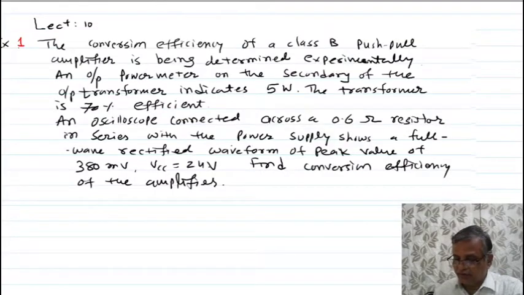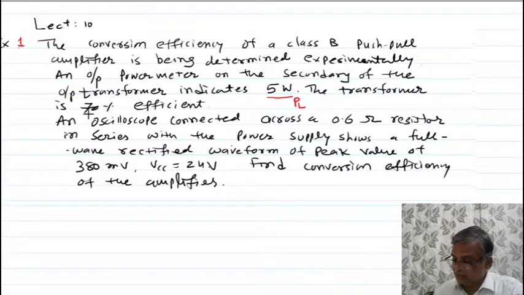This is an experiment you are doing and you are getting such kind of result. The conversion efficiency of a class B push-pull amplifier is being determined experimentally, and an output power meter on the secondary of the output transformer indicates 5 watt. So this is 5 watt AC power at the load, which they have given as PL. You should understand that they have given PL.